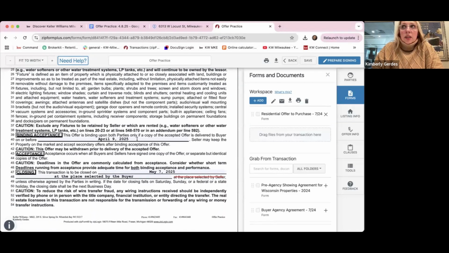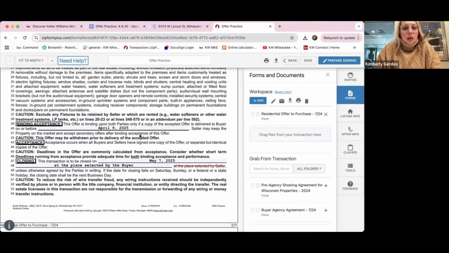Binding acceptance. So this is the date with which we are asking the seller to review and send back an accepted offer to us. Binding acceptance means both parties have signed a copy of the agreement and both parties are in receipt of that signed accepted offer. So I've put April 9th here. Remember, our seller said that they were looking for 24 hours for binding acceptance. So I've just given them the full day of April 9th.